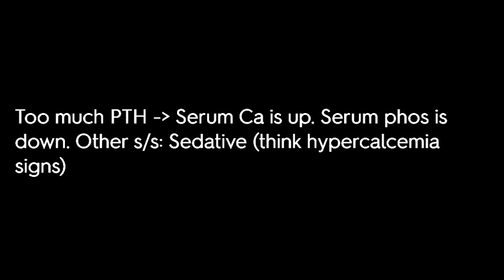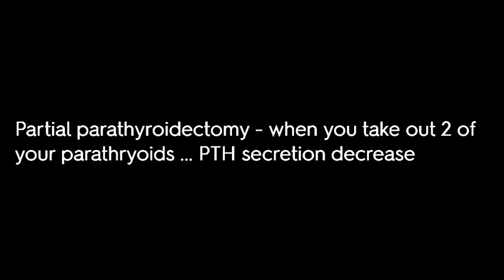What are the signs and symptoms of hyperparathyroidism? Too much PTH, serum calcium is up, serum phosphorus is down. Other signs and symptoms: sedative. Treatment for hyperparathyroidism: partial parathyroidectomy. When you take out two of your parathyroids, PTH secretion decreases.